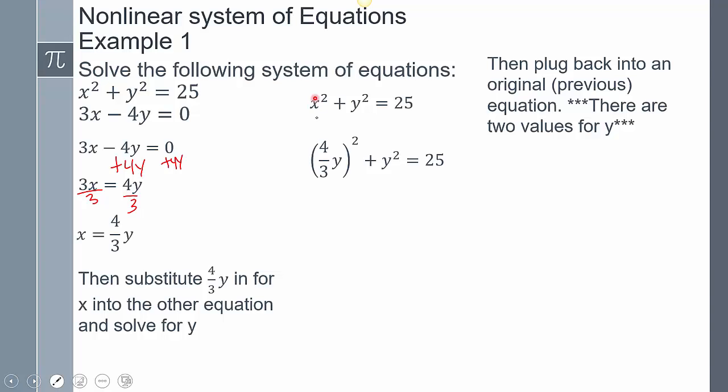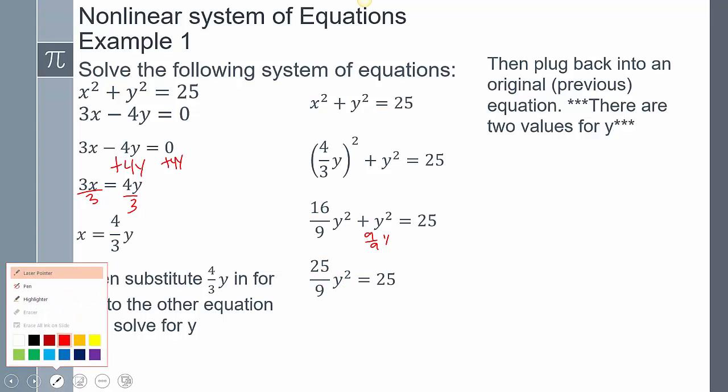Substituting it in for x, you get 4/3 y squared. That square is going to go with the 4, the 3, and the y. So that's how I get 16 over 9 y squared. And so I have to add these together, and to do that, use the common denominator. So pretend that as 9 over 9 y squared. And 16 plus 9 gives me 25 over 9 y squared.